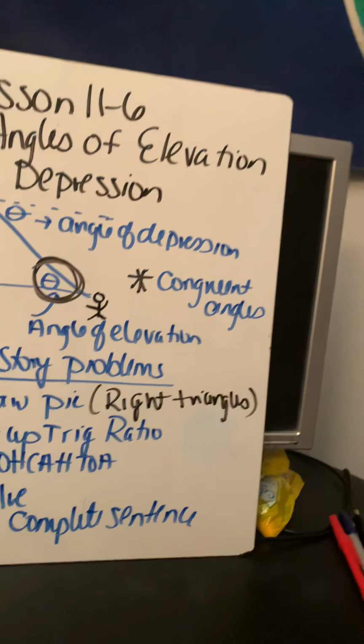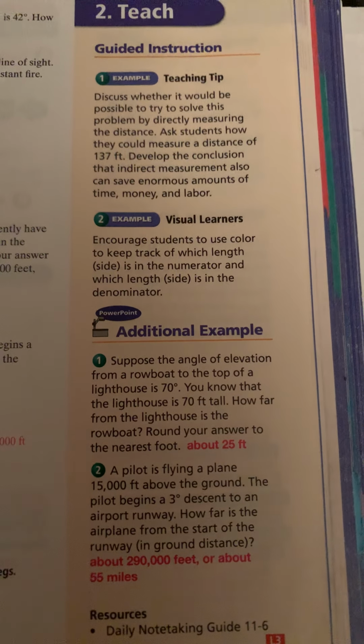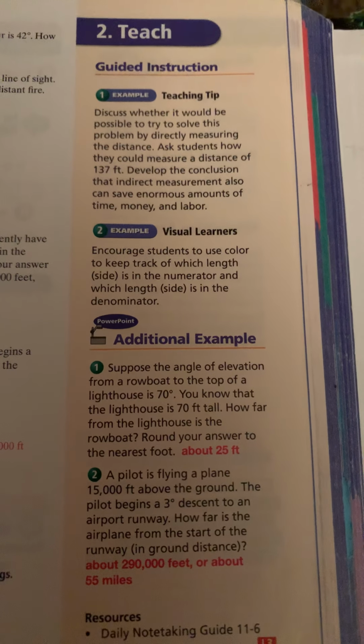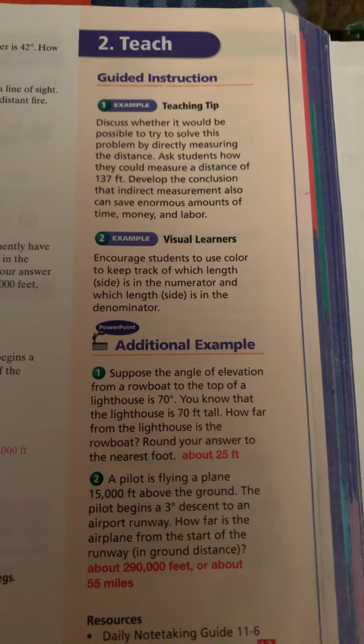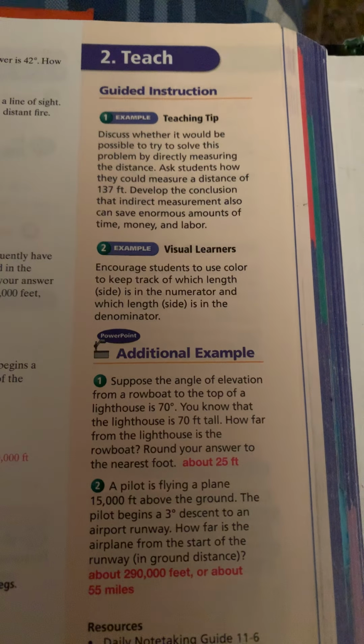Colleges, anytime you're dealing with those upper division levels, want things done in complete sentences. So I'm going to come over here and we're going to look at a trig story problem. It says, suppose the angle of elevation from a rowboat to the top of a lighthouse is 70 degrees. You know that the lighthouse is 70 feet tall. How far from the lighthouse is the rowboat?